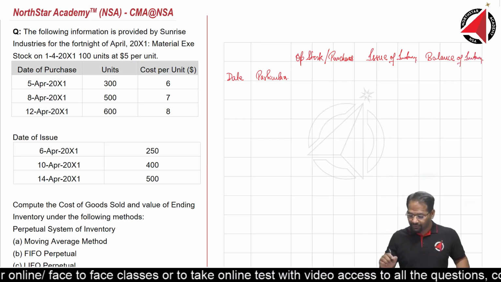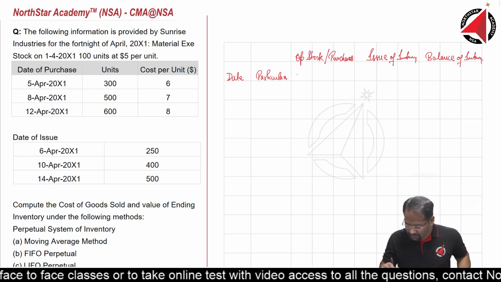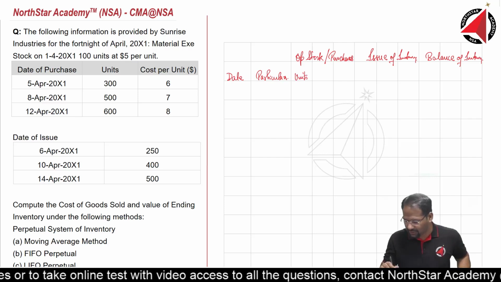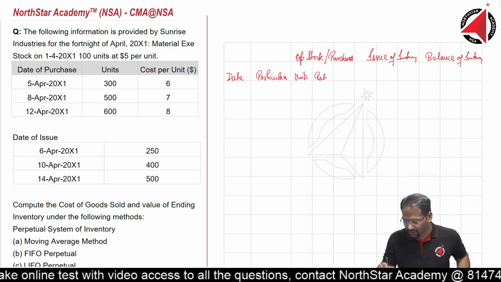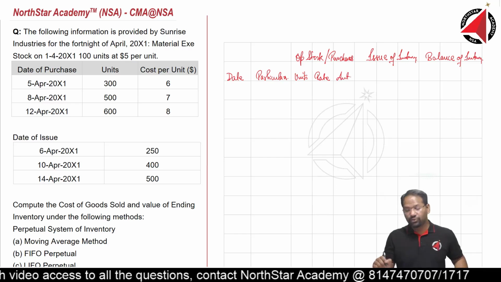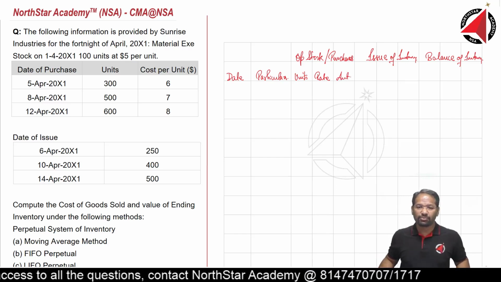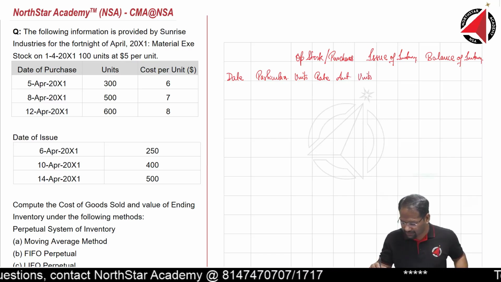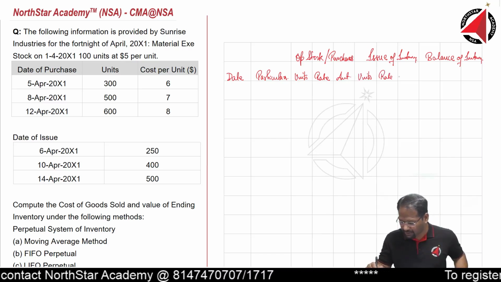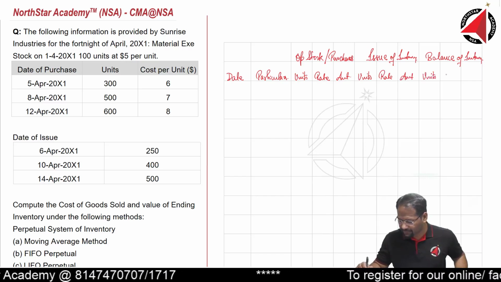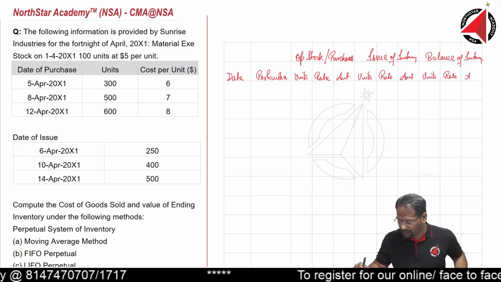Alright, so the first one, number of units, or you can write units. Here we write cost per unit or rate, and here amount. What is amount? Units multiplied by rate per unit or cost per unit is equal to amount. Same thing here also: units, rate per unit and amount. Last one also: units, rate per unit and amount.